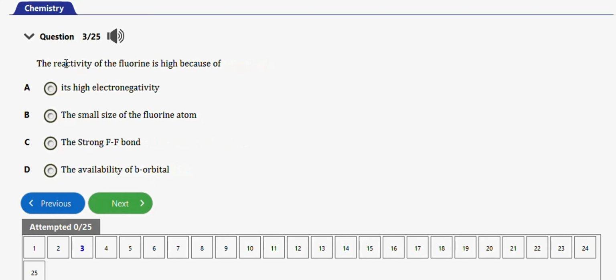It says the reactivity of fluorine is high because of its high electronegativity, the small size of the fluorine atom, the strong F-F bond, the availability of d orbital. So the right option is option A, high electronegativity. Okay, so that's it for this question. The next question will be this one.